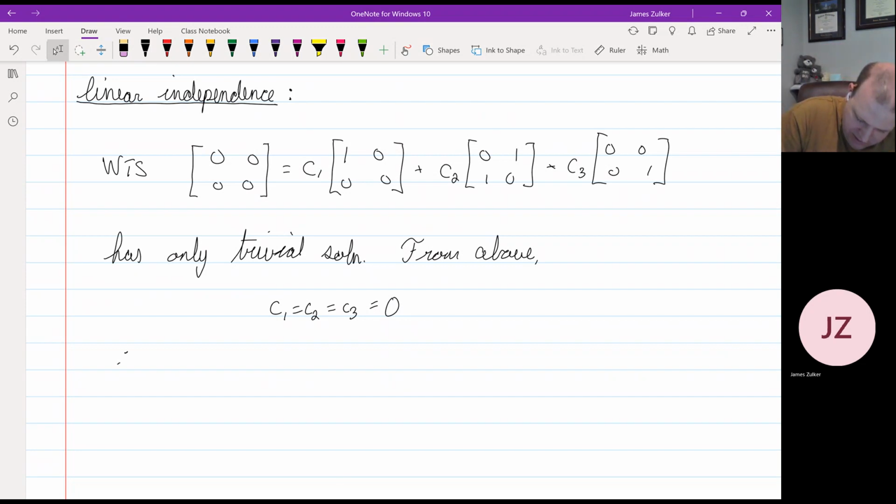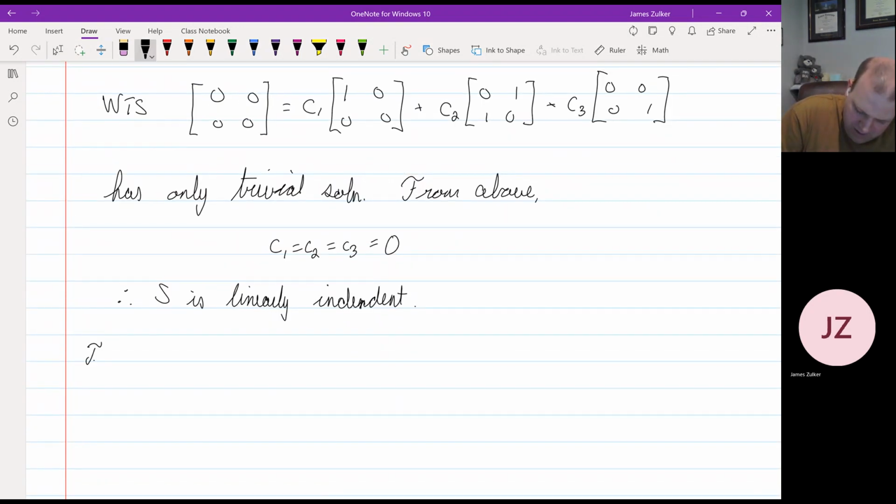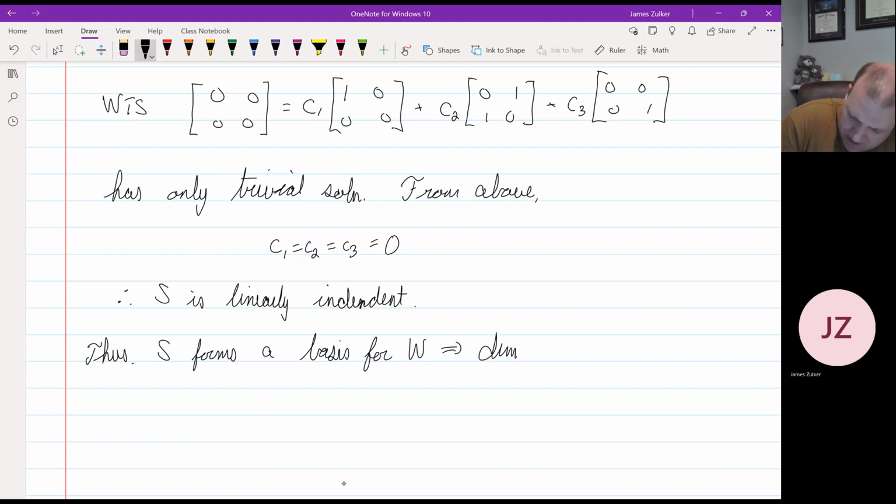So S is linearly independent. Thus, S forms a basis for W, which implies that the dimension of W is 3.